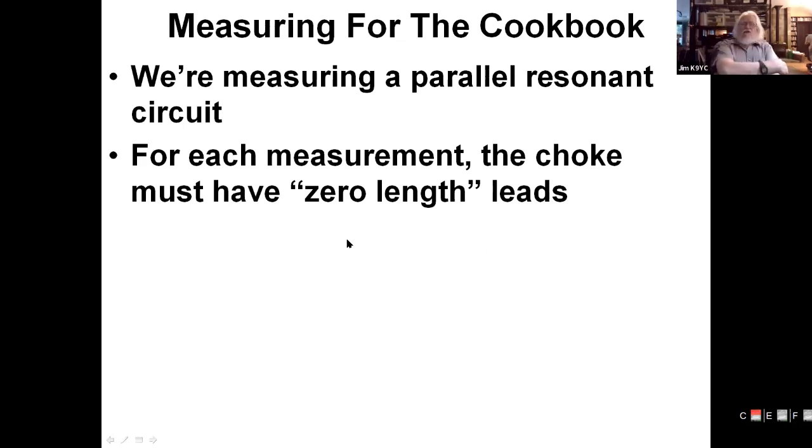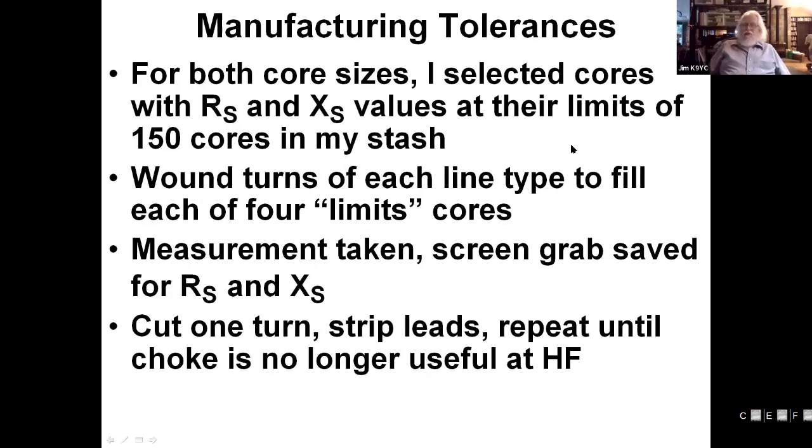Okay, to measure for the cookbook, what we're measuring is a parallel resonant circuit. So for each measurement, the choke must have zero length leads, what my old EE profs used to say, to emphasize the importance. So for both core sizes, I selected cores with RS and XS values at their limits of the 150 cores in my stash. And I had figured that out in a spreadsheet.